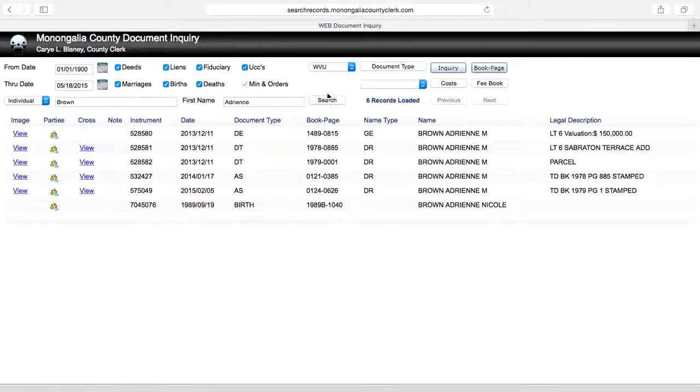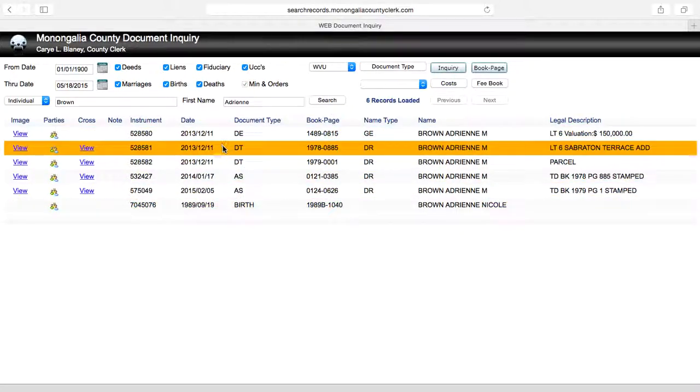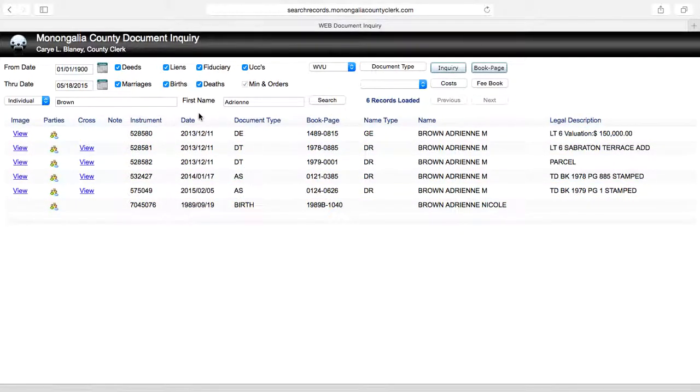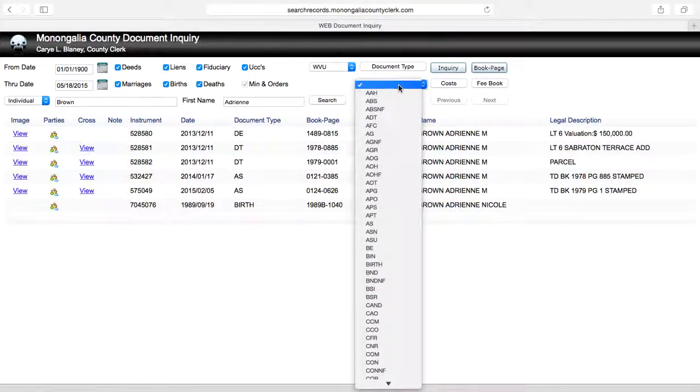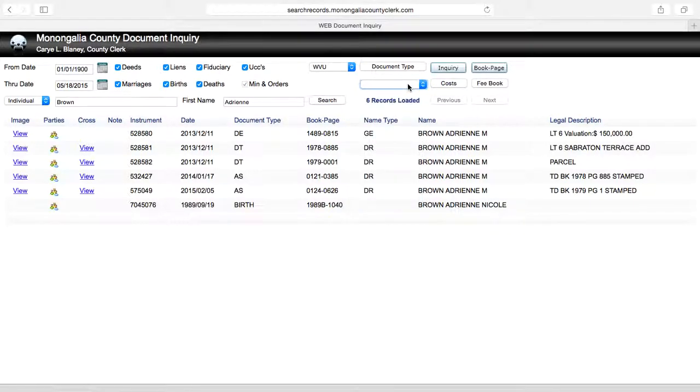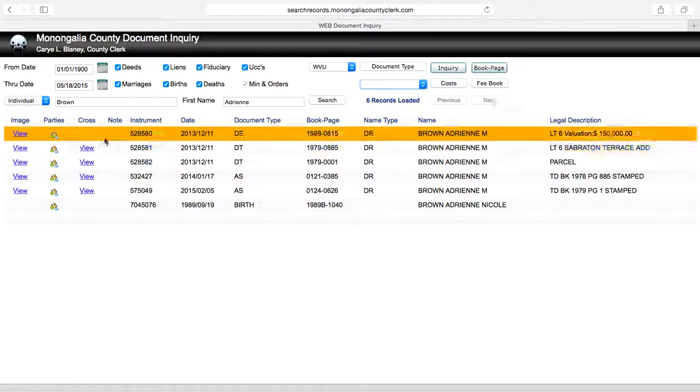Now I clicked the search button. Everything that is associated with Adrienne Brown in this electronic data system has come up. You notice I have all of these checked, okay? And also I have a blank space here, which means I'm searching for every type of document that is in this list. So that's pretty much going to cover everything that we could possibly be looking for.